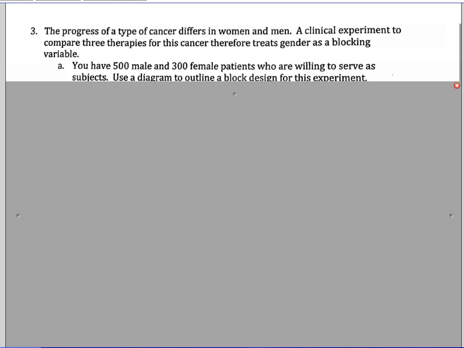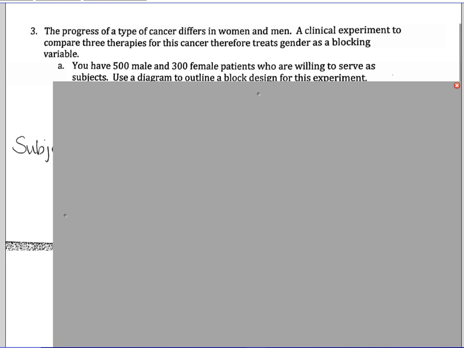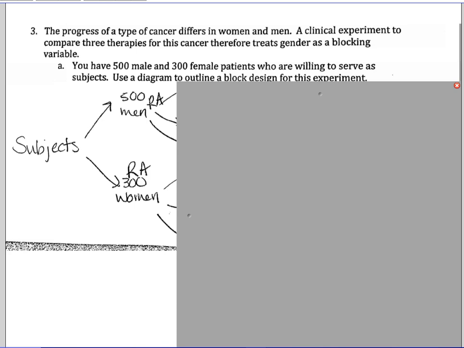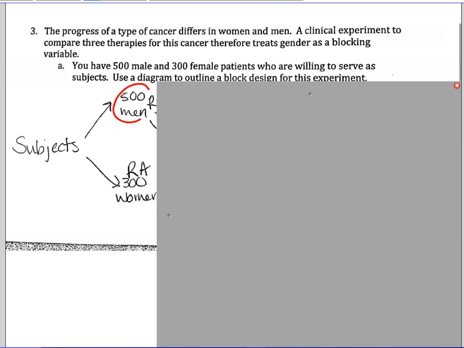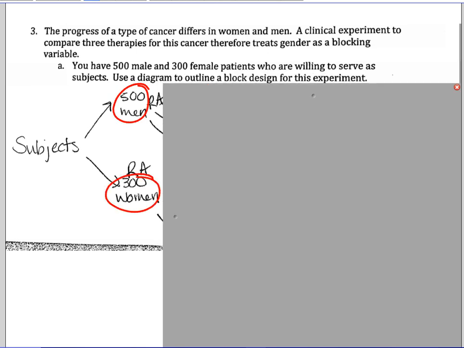Maybe I used a simple random sample to select those people. Maybe I used a voluntary response. I'm not really sure. This doesn't really tell me, okay? That's completely separate from this. But what I'm going to do is take my subjects and put them into 2 blocks, okay? So my 2 blocks are the 500 men and the 300 women. Those are my 2 blocks, right?